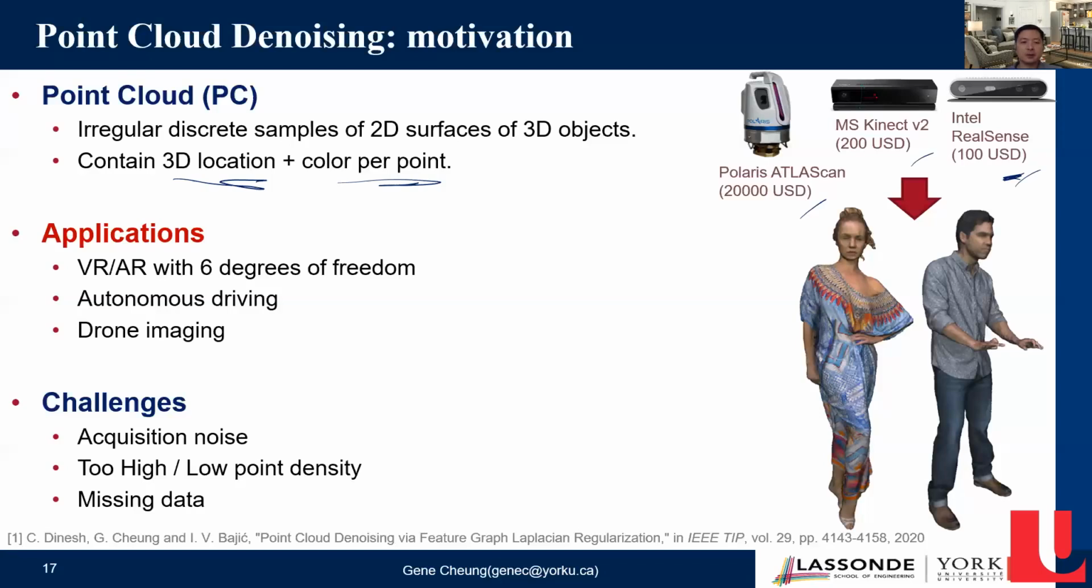So we're focusing on the denoising problem in the next few slides, but of course there are other problems as well, such as the density of the points being either too high or too low. If it's too high, it will cause you complexity in processing them. If it's too low, it just does not render a good image. So there are problems associated with both. And then there could be missing data because of occlusion and so on. But we'll focus on the denoising problem here.